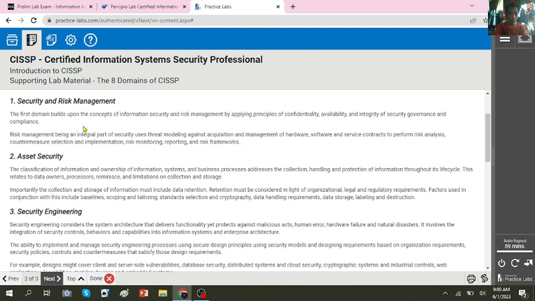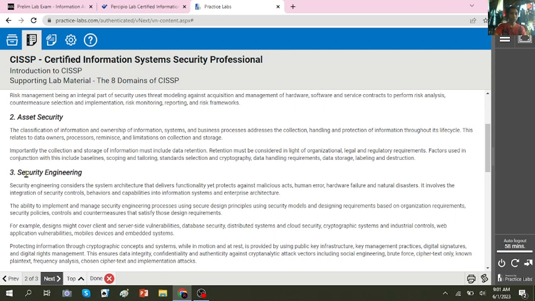The first domain builds upon the concepts of information security and risk management by applying principles of confidentiality, availability, and integrity of security governance and compliance. Risk management, being an integral part of security, uses threat modeling against acquisition and management of hardware, software, and service contracts to perform risk analysis, countermeasure selection and implementation, risk monitoring, reporting, and risk frameworks.